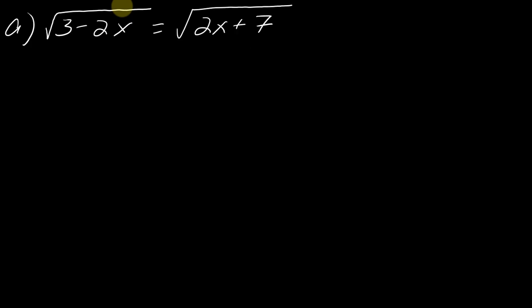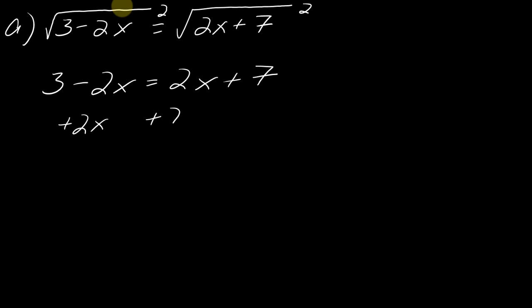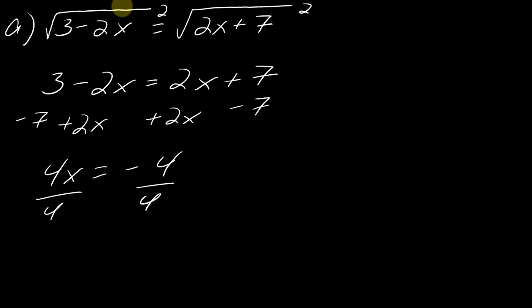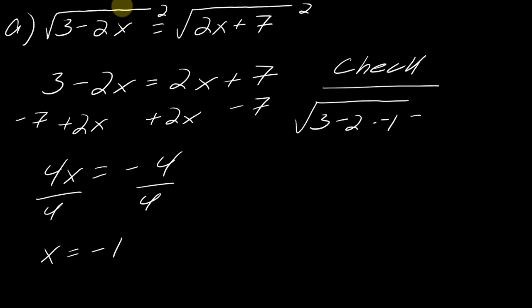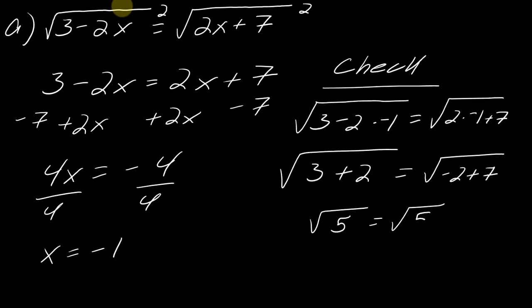So the next example is very similar to what I opened up with. So if I just square each side, I get 3 minus 2x equals 2x plus 7. So let's see, I'll go ahead and add 2x over to this side, and then I'll subtract 7 from here. So then I get 4x equals negative 4, and if I divide both sides by 4, I get x equals negative 1. And once again, I just want to do a real quick check over here. And once again, this works out, so we're good to go with this one.